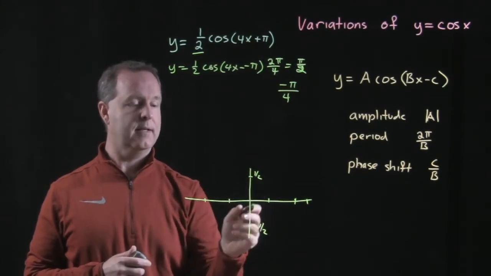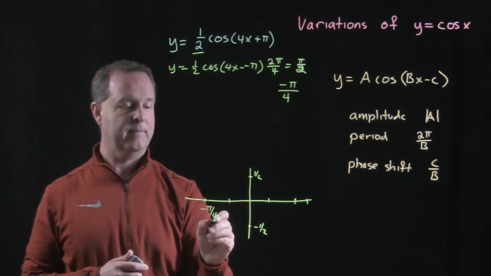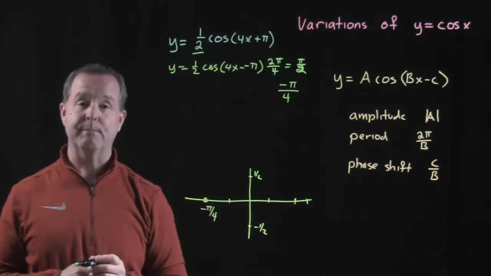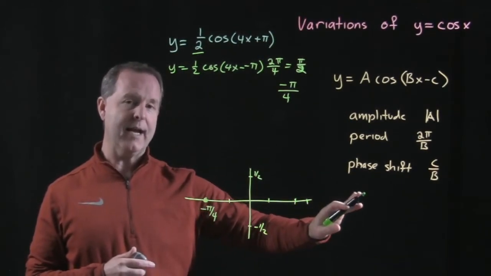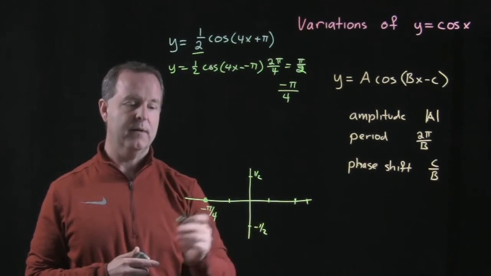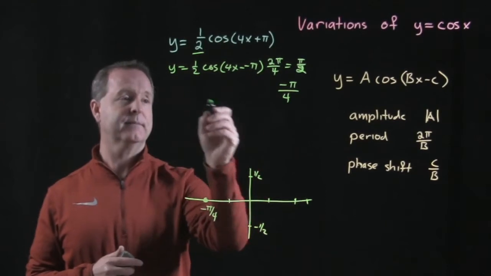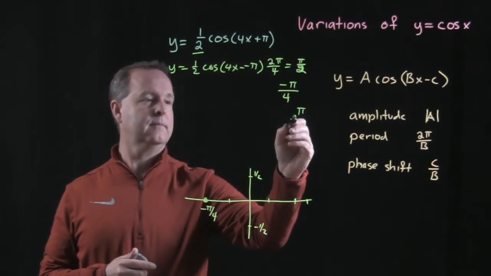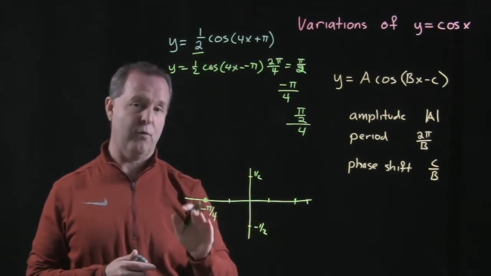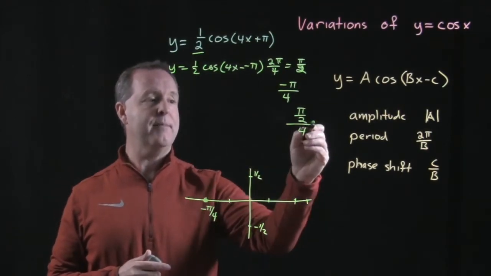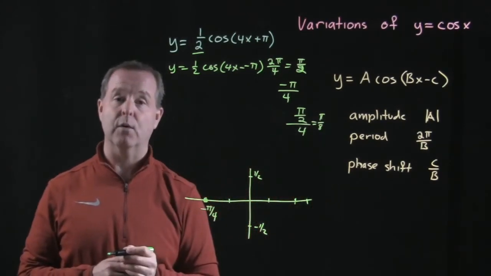So starting point, let's say this is my negative pi fourths. There's my starting point. I know I have 4 more key points along the way in the cycle. How do I determine those? Well, the full period is going to be pi halves. That's a full cycle. Let's divide that by 4 because there are 4 steps along the way. And that means every key point happens at pi eighths along the way.